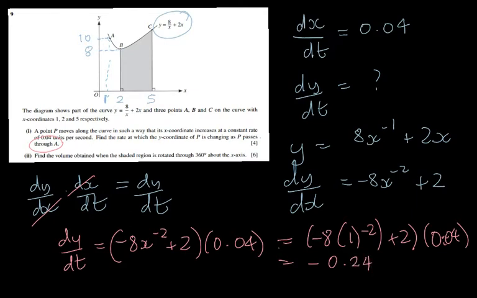Which is cool. And if you were a little bit not sure whether that makes sense, you can see that the y-coordinate at point A is at least decreasing in terms of dy dx. So it kind of makes sense that it would also have a negative rate in terms of time.